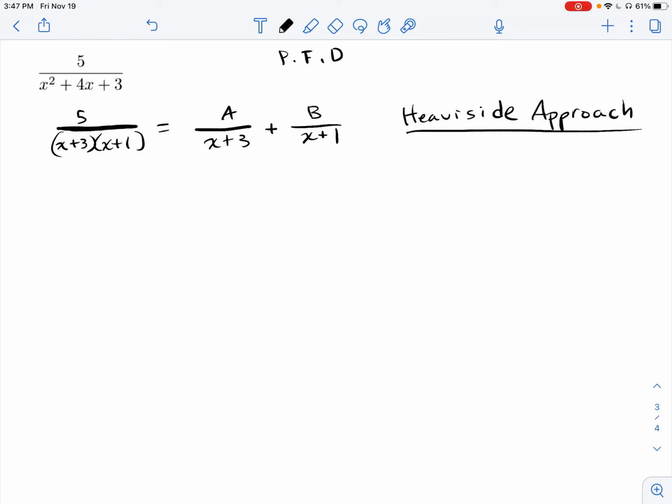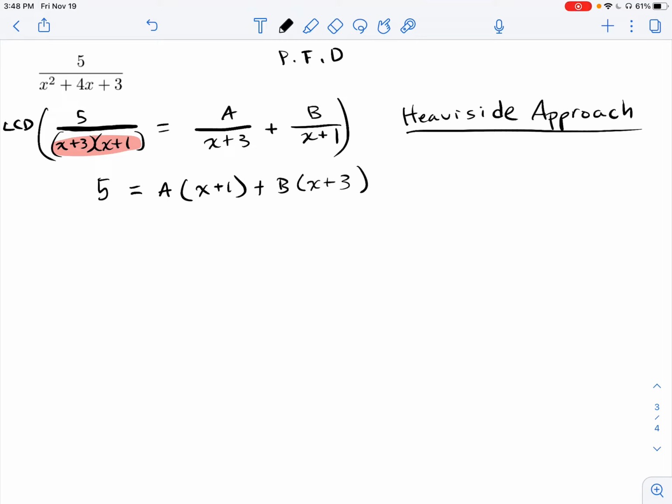So the method effectively is this. We are going to multiply both sides of this equation that we've set up here by the least common denominator, which is (x plus 3)(x plus 1). In doing so, this left side will just be equal to 5. This right side, if I multiply all of this by (x plus 3)(x plus 1), becomes A times (x plus 1) plus B times (x plus 3).